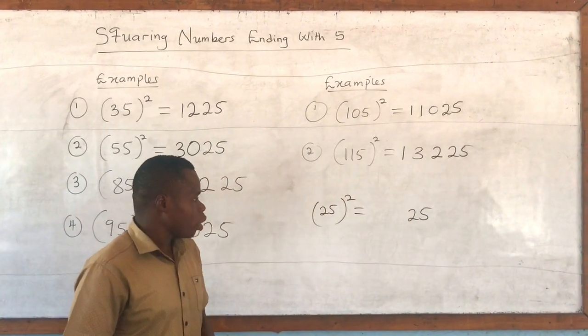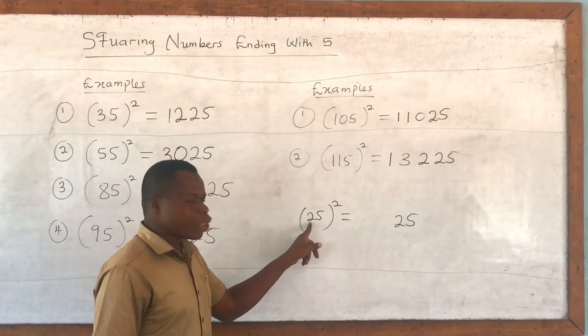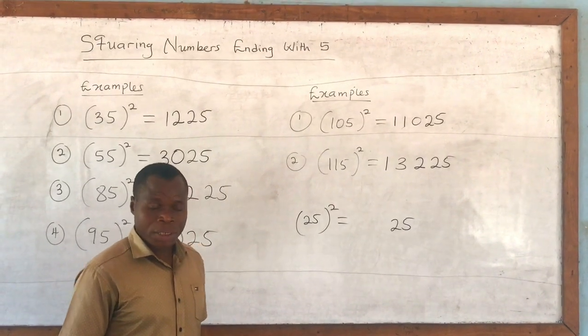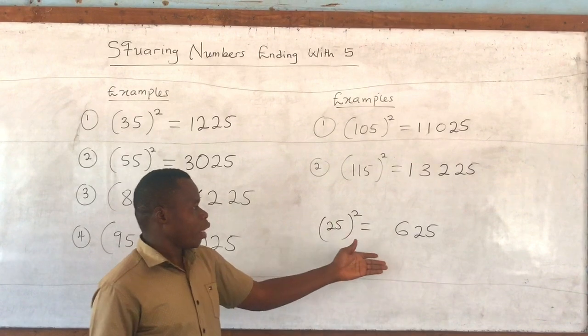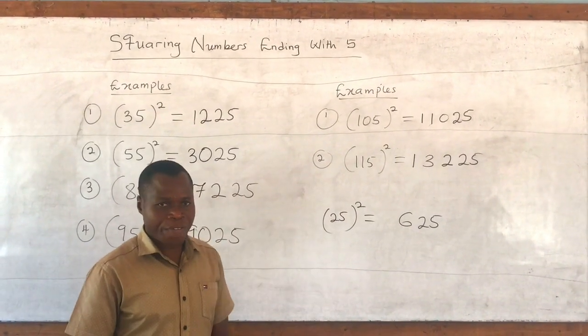First, write 25 down. Then take the first digit of the number, which is 2. What number comes after 2? 3. 2 times 3 is 6. Then you write the 6 in front of 25. This means that 25 squared is 625.